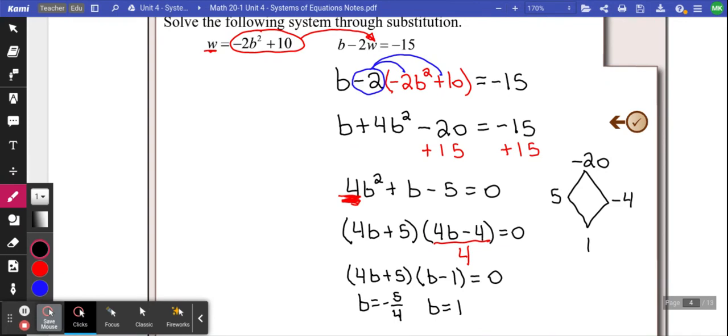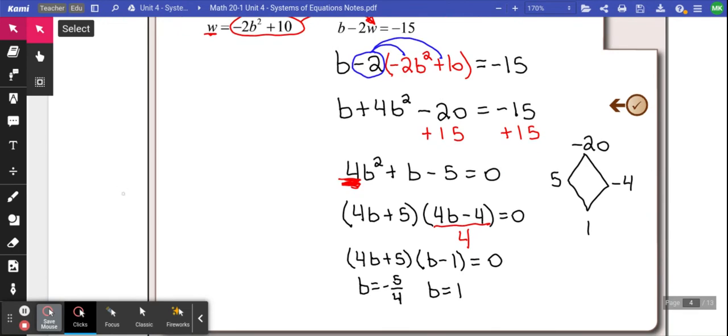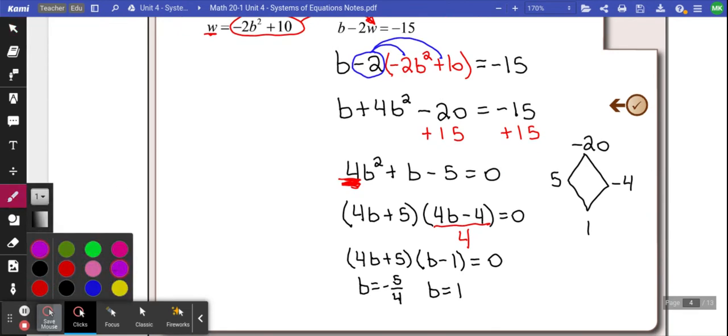Now, sometimes, remember, people mix this up and they got two values. They got b equals negative 5 over 4 or negative 1.25, and they have b equals 1. And they connect those two together and say, that's the answer. That is not the answer. Getting two different b values is telling you that you have two solutions. You now need to find the other value in those two solutions.